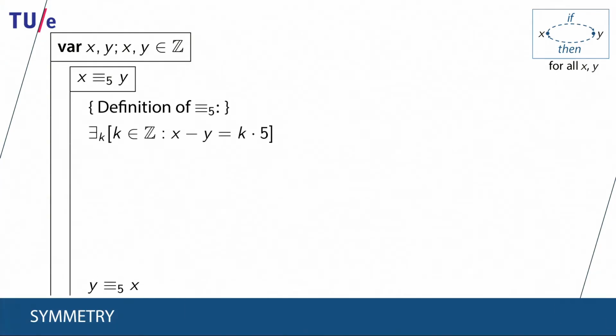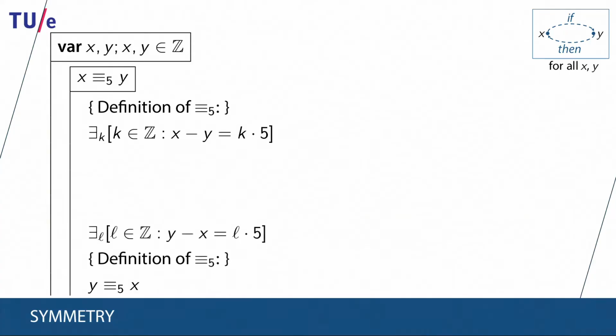Let's first apply the definition of equivalence modulo 5 to the assumption. According to the definition, there exists an integer k such that x minus y is k times 5. We can also apply the definition of equivalence modulo 5 to the goal in order to better understand what we should prove. Note that the witness showing that x minus y is a multiple of 5 need not be the same as the witness showing that y minus x is a multiple of 5. It is good practice to already take this into account when we apply the definition of equivalence modulo 5 and rename the bound variable of the existential quantification. We use an L instead of a k.